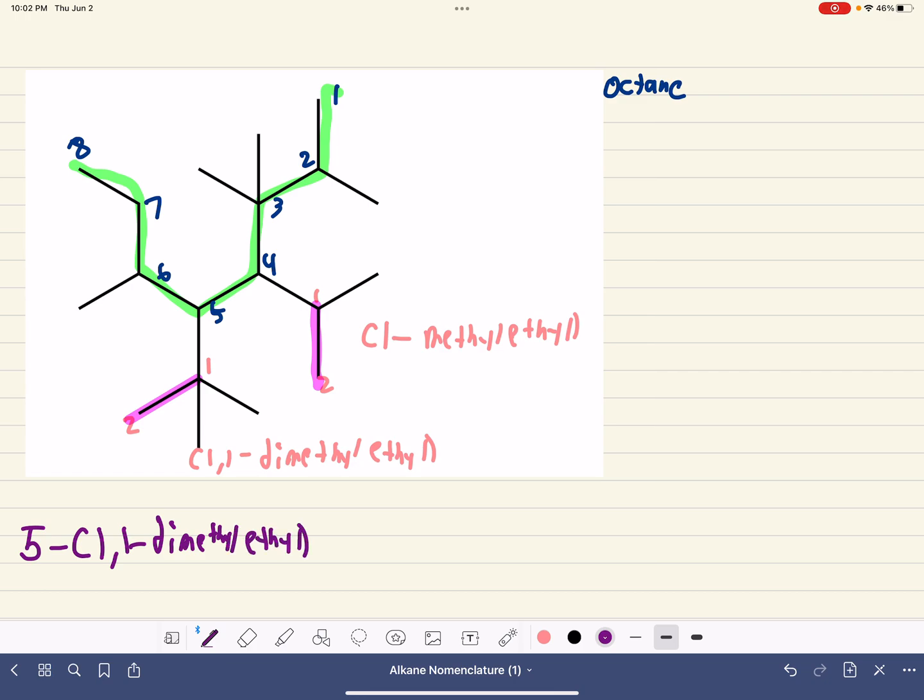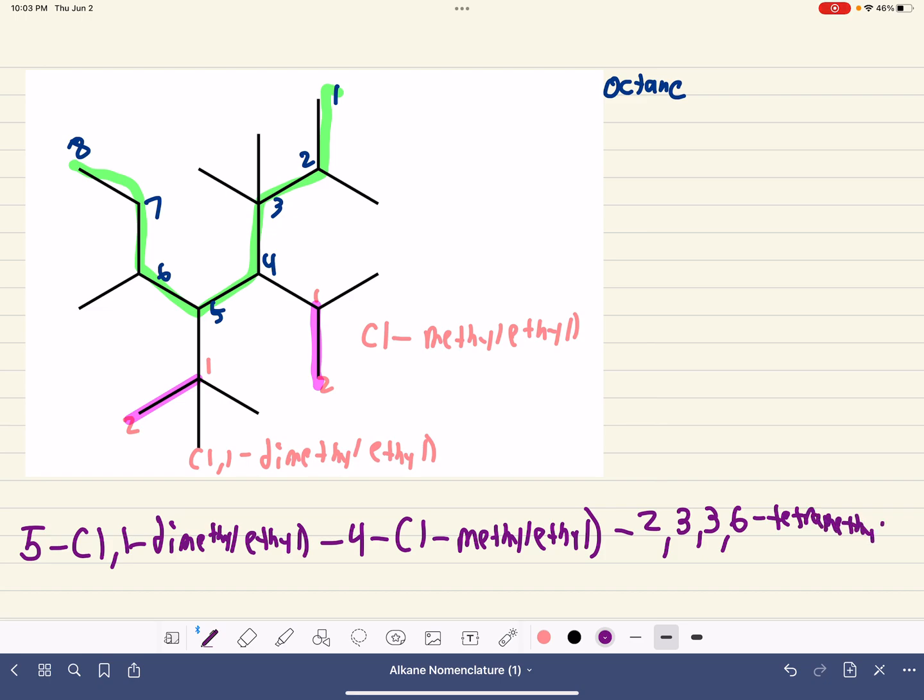What would come next? Well, it seems that the methyls would come next, and we have a tie between the methyl in the complex substituent and then the regular methyls. So remember, the complex substituent will always win. So this will go first. So it would be dash 4-(1-methylethyl). And now we will add the rest of the methyls. So it would be dash, and we have a methyl at 2, 3. We actually have 2 methyls at 3, and 6. Parent chain is octane, and there's 4 methyls, so tetramethyl, running out of room here, octane.